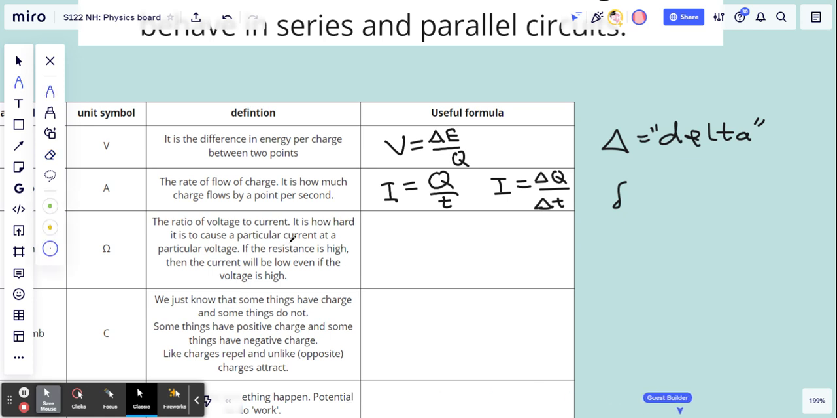Now, let's go to resistance. Resistance is how difficult it is for current to flow. So if you apply a certain voltage, the more energy you give some charge, the more it's going to be able to flow more quickly. But in some cases, even if you give something a lot of energy, it still won't flow that quickly. And that's because it's difficult for the charge to flow. So the resistance can be calculated by the voltage per current.